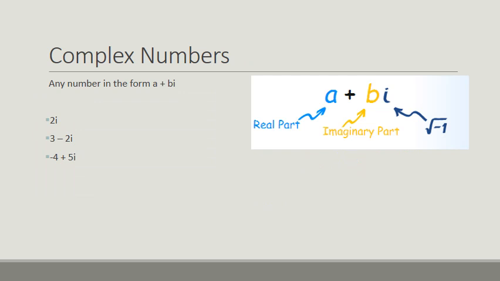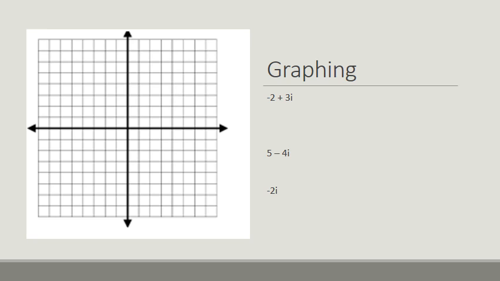Now, a complex number is any number of the form a plus bi, with the real part coming first and the imaginary part coming second. And these are just examples of complex numbers: 2i, 3 minus 2i, and -4 plus 5i. We can graph them on a number plane that looks a lot like the Cartesian plane that we're used to. But instead of x and y, we have our real numbers along the x-axis, and our imaginary along the y. So to graph -2 plus 3i, I'm going to go over -2 on the real axis and up 3 on the imaginary. So this is -2 plus 3i.